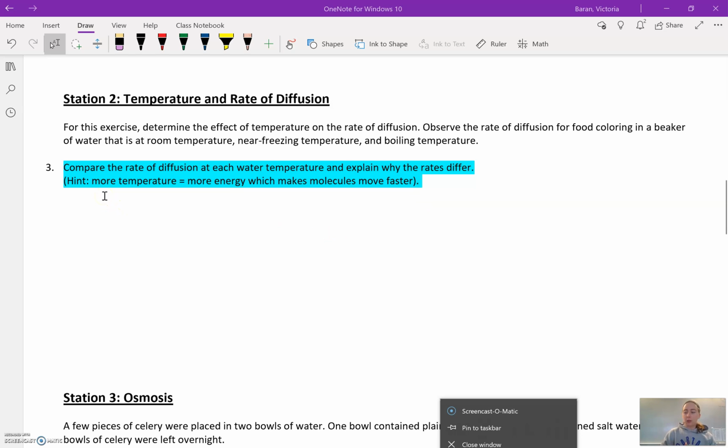This is actually related to kinetic molecular theory, which you'll learn more about in chemistry. But essentially, the higher the temperature, the more energy, which makes the molecules move faster. So for number 3, make sure you talk about each beaker that you saw and what happened, and explain why it happened, okay?